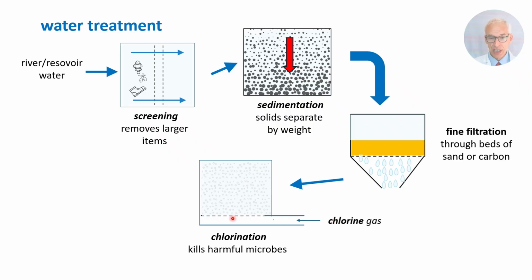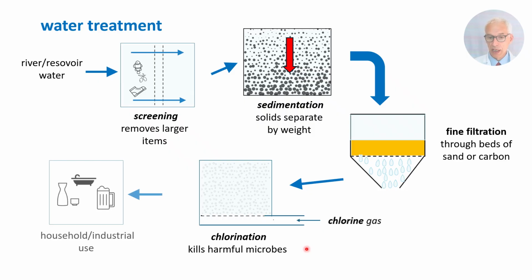Chlorine gas in a pipe is bubbled through it. So chlorine gas bubbles through. Chlorine is a bactericide. It kills harmful microbes. So at the end of it, you get water that's fit for household or industrial use, to drink, to wash, to make beer with.